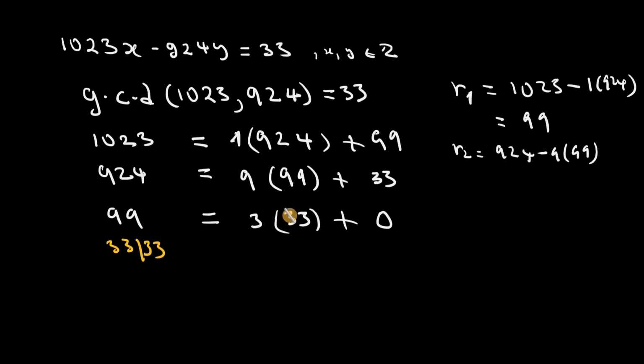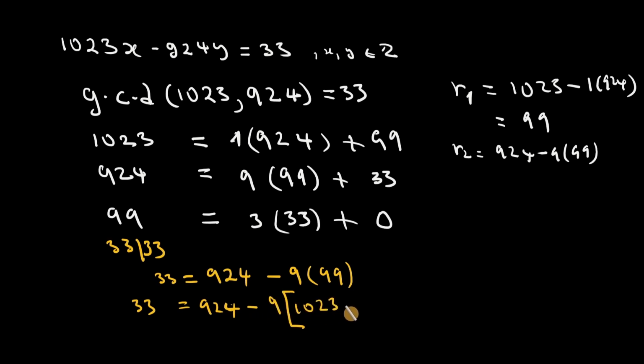To solve this equation, we start from the GCD, which was 33, and we go backwards. That is, 33 is equal to 924 minus 9 into 99. 99 is equal to 1023 minus 1 into 924. So here I'm going to replace 99. That is, 33 is equal to 924 minus 9 into (1023 minus 1 into 924).